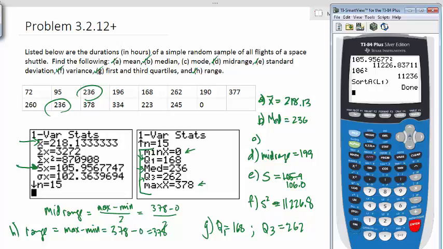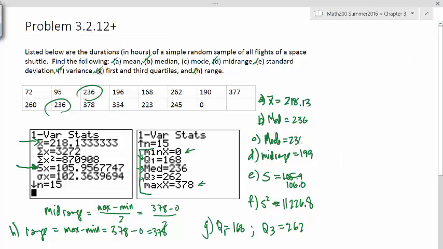Now it's sorted, so let's just go to our list again. Let's go to stat and edit, and let's look at our list. We have 0, 72, 95. And then we keep scrolling down until we see a repeat. Here's our repeat, 236, which is our guess based on our scanning here. Let's see if there's any more. And I think that would be it. So it looks like our mode is 236.